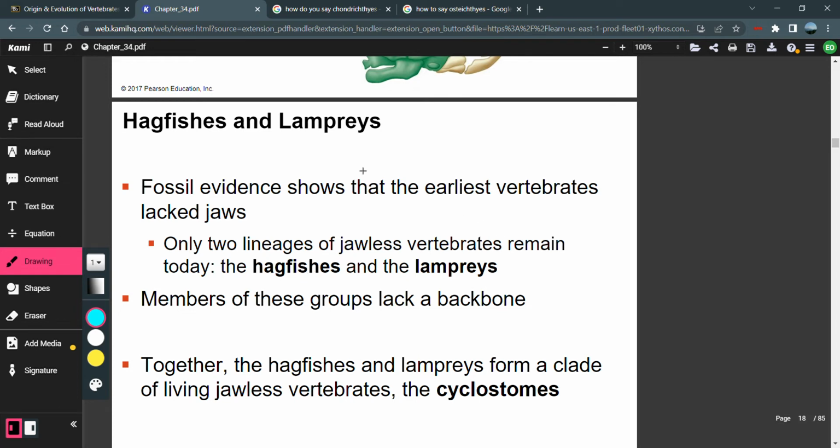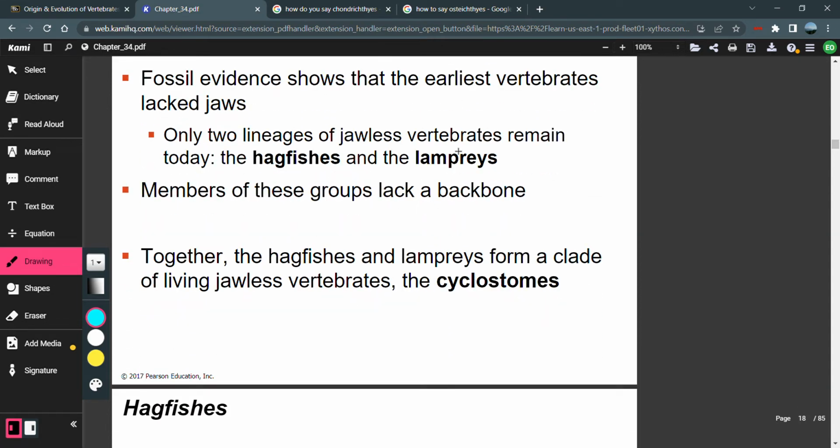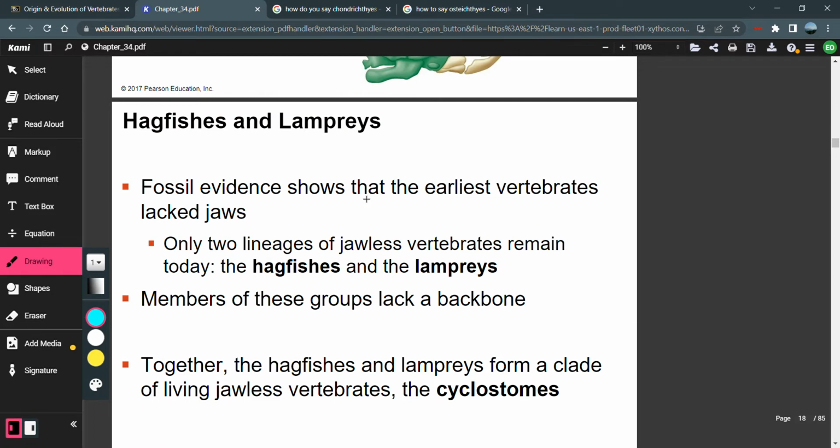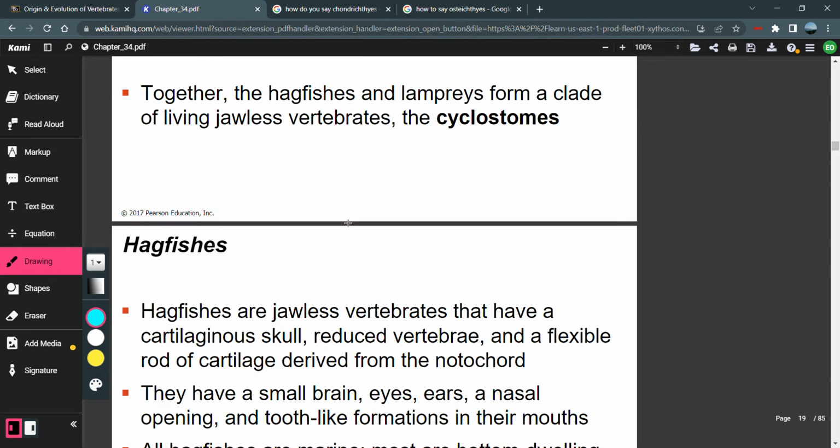So there are two types of vertebrates: jawless and jawed vertebrates. There's fossil evidence that the earliest vertebrates lacked jaws. So the hagfishes and lampreys lack a backbone, but they have rudimentary vertebrae. In other words, they have a cartilage rod that is like a makeshift vertebrae. Hagfishes and lampreys have a rod of cartilage formed by the notochord that they use for movement. It's kind of like their rudimentary, makeshift vertebrae.